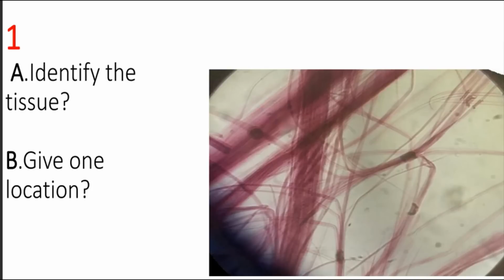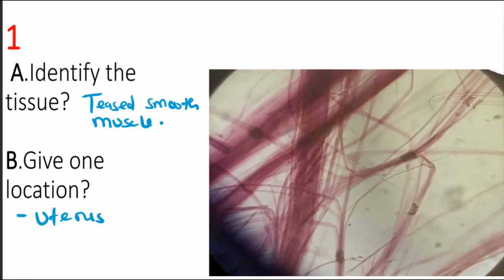Identify the slide. The tissue. This is teased smooth muscle. Give one location where it is found. You can find it in the uterus. Smooth muscle is found in the blood vessels.